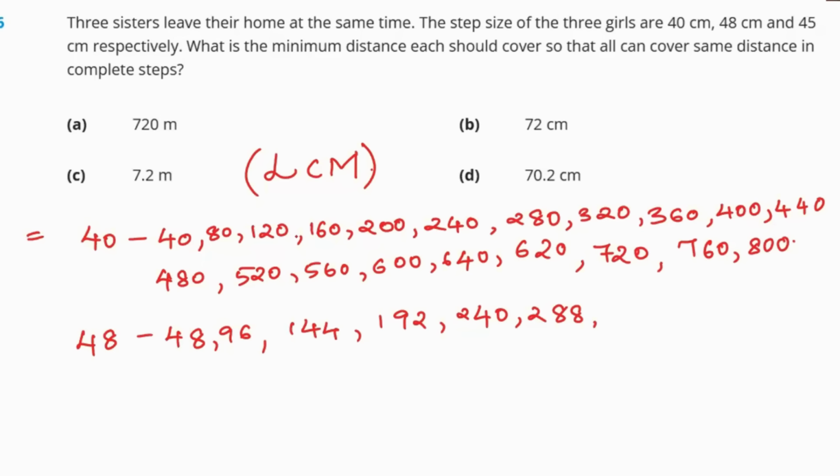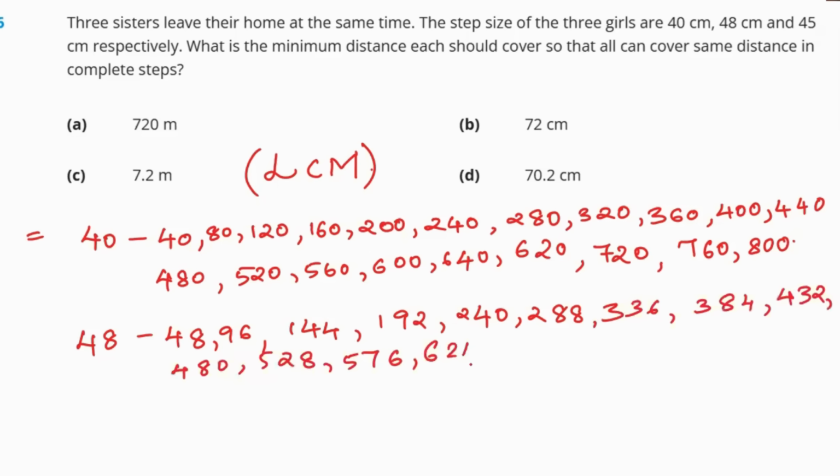So here, the multiples of 40 are 40, 80, 120, 160, like that. And the multiples of 48 are 48, 96, 144, 192, 240, next 288, 336, 384, 432, 480, 672, 720, and 816. Okay, these are the multiples of 48.